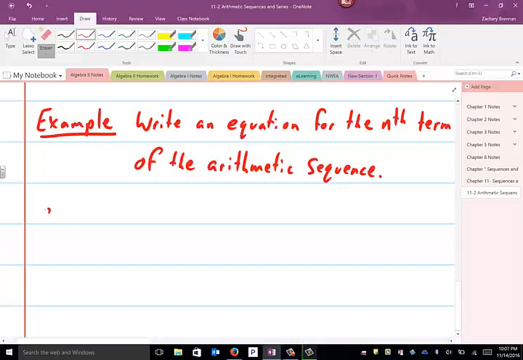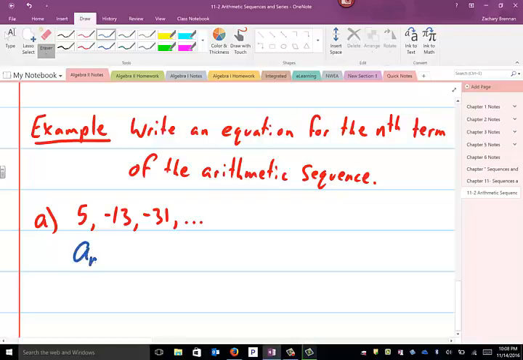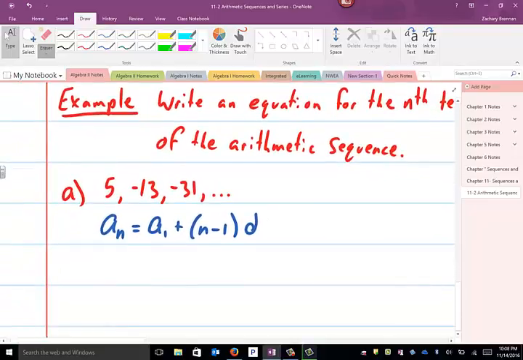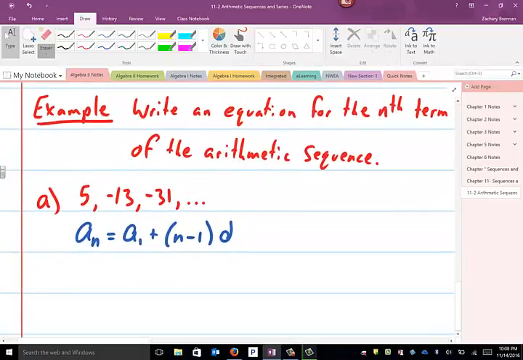Okay, example A just gives us three numbers: 5, -13, -31, and so on. Apparently that's enough information for me to write the equation. So just remember what the equation is. It is a sub n equals a sub 1 plus n minus 1 times d. Think about what things you know already and what things you don't know. You should know a sub 1. That's 5. We don't know d, but we can figure it out.